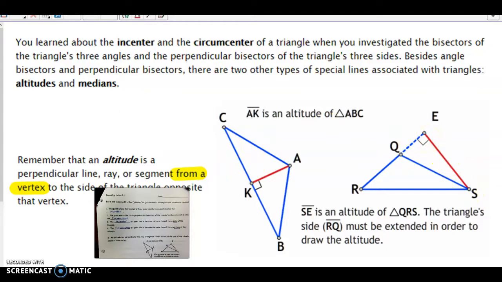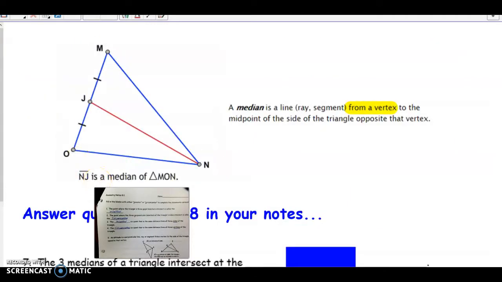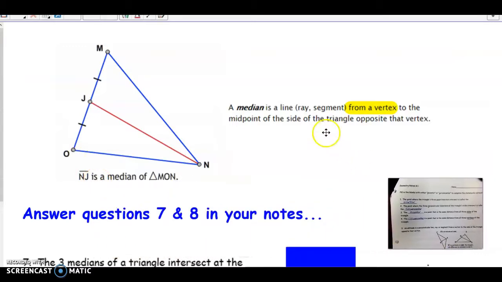We are going to focus on the median today. A median is another segment associated with triangles. It is a line or a part of a line, and it also starts at a vertex, and then it goes to the midpoint of the opposite side. So here is an example of a median. It starts at one of the vertices of the triangle, vertex N, and goes to the midpoint of the opposite side.